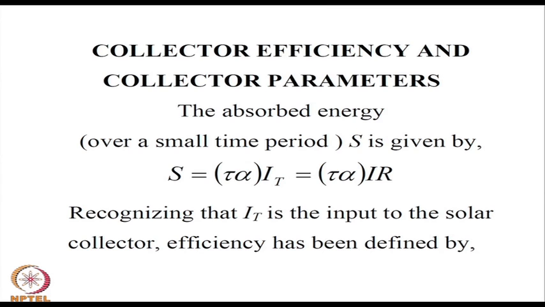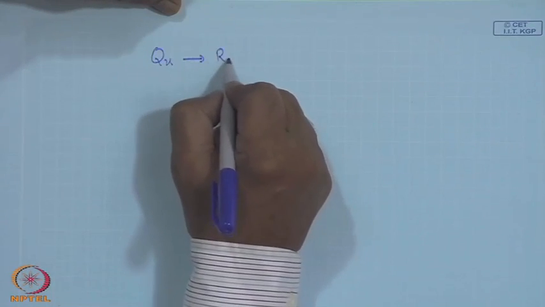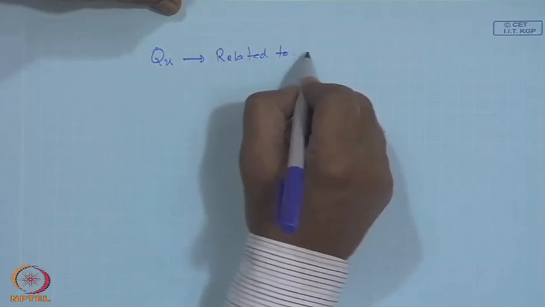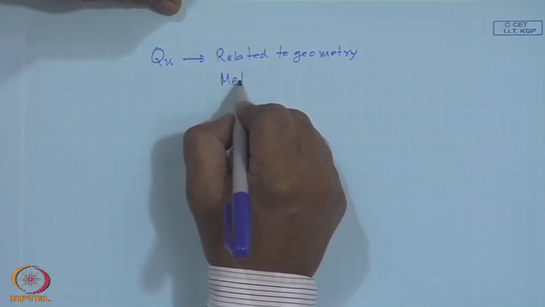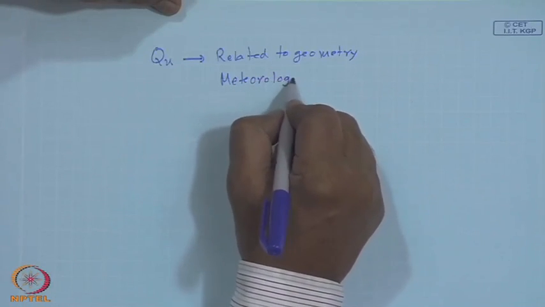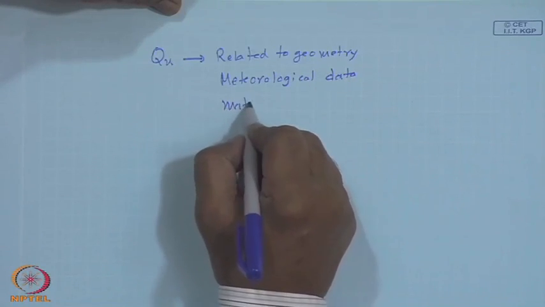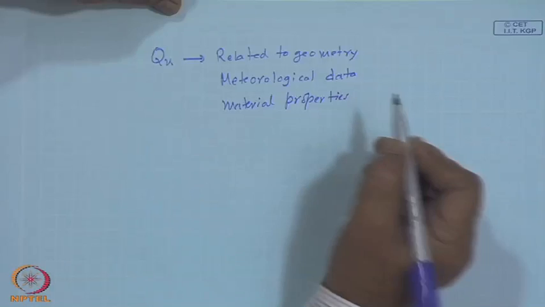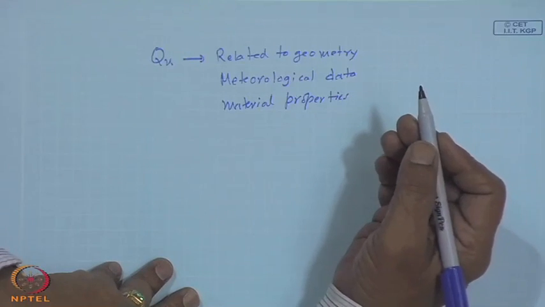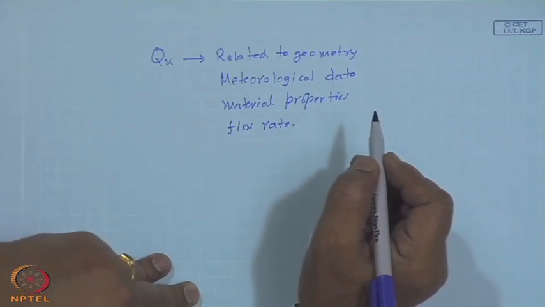Now, so far we found the useful energy gain, which to our satisfaction is related to the geometry, meteorological data, material properties, including thermal conductivity and the transmittance absorption product, and flow rate more importantly, equally importantly, we got it.